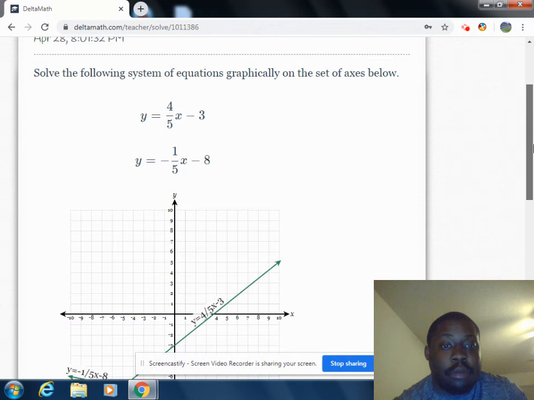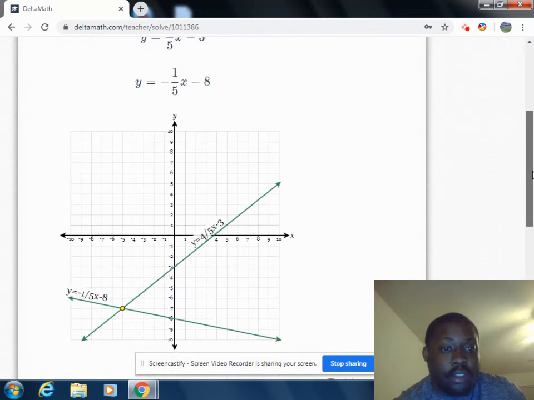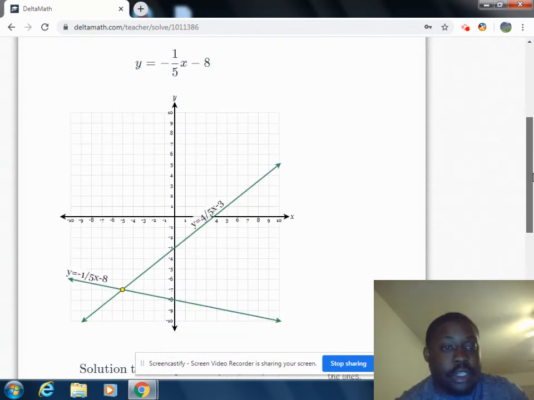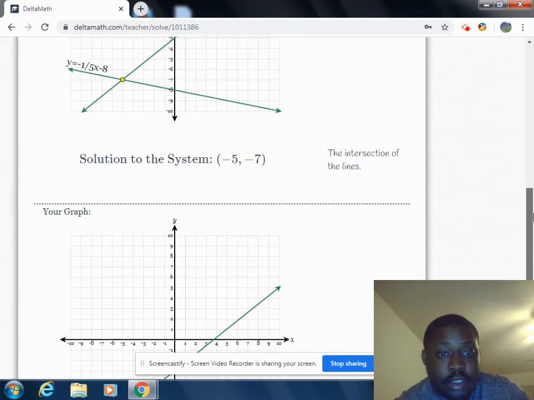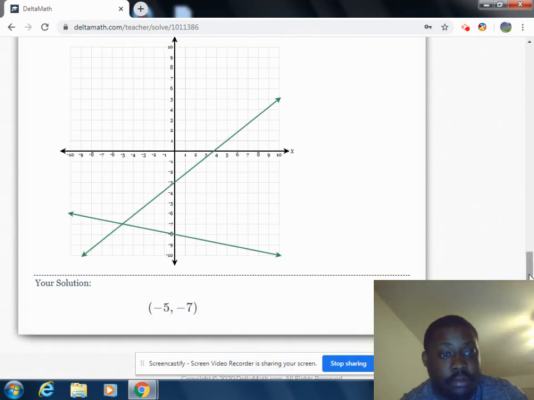So here's what it is. Okay, I graph my two lines. That point is where it intersects. So I graph my two lines, that's my intersection, and I just write my intersection. That's all I do. Graph my two lines, find where it intersects, and that's your solution.